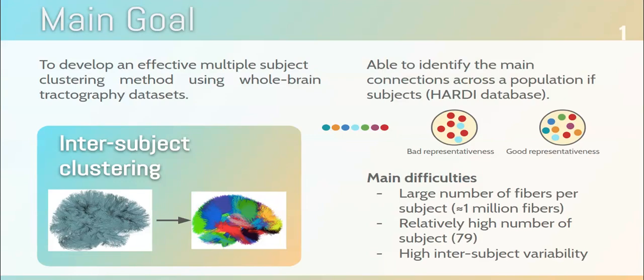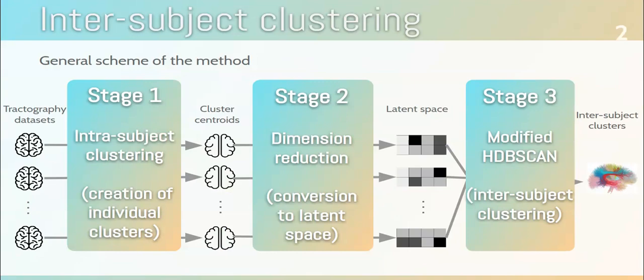The main difficulties in addressing this problem are the high amount of data to be processed, which increases with the number of subjects to be analyzed, and the quality of the dataset, as well as the high variability between subjects. The technique can be divided into three stages. In the first stage, we reduce the amount of fibers using an intra-subject clustering. In the second stage, we reduce the dimensionality of the data by conversion to a latent space. And in the third stage, we gather the subjects and perform a density clustering on the reduced data.